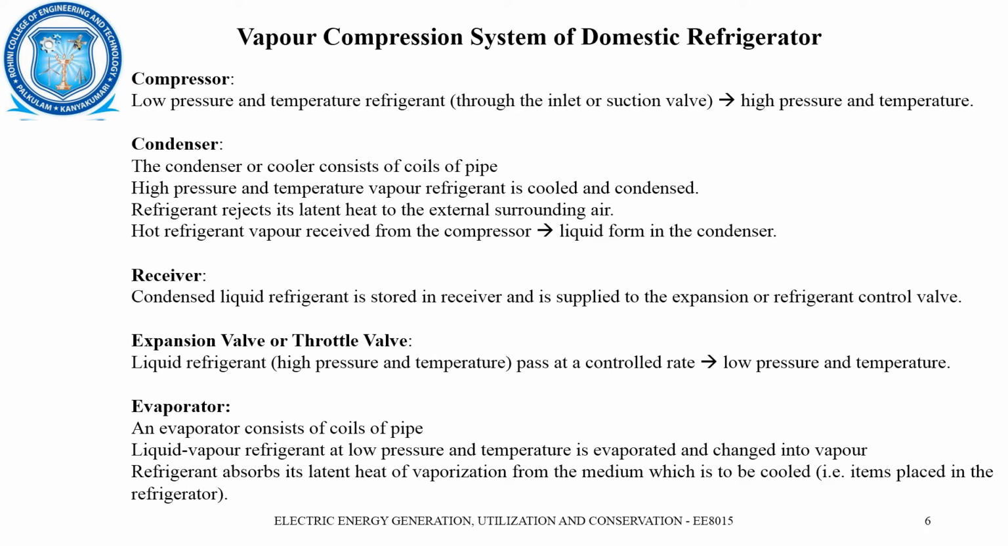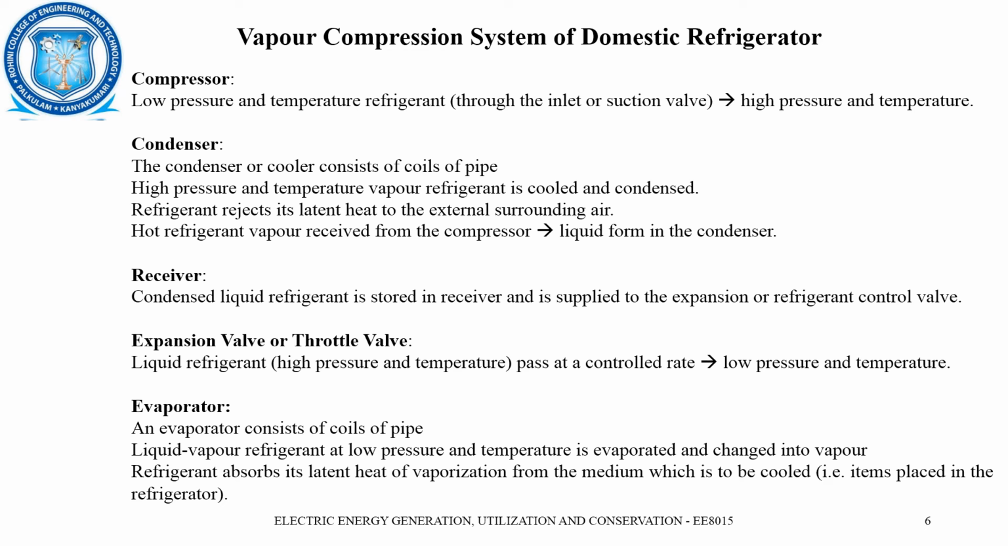And here is an explanation of what we have already covered. In the compressor, the low pressure and temperature refrigerant will come through the suction valve, and it will be converted to high pressure and temperature gas. The condenser, or the cooler, consists of coils of pipe. Here the high pressure gas will be cooled and condensed, and converted into a liquid. In this case, the refrigerant rejects its latent heat to the external surrounding air. So the hot refrigerant vapor received from the compressor will be converted into liquid form in the condenser.